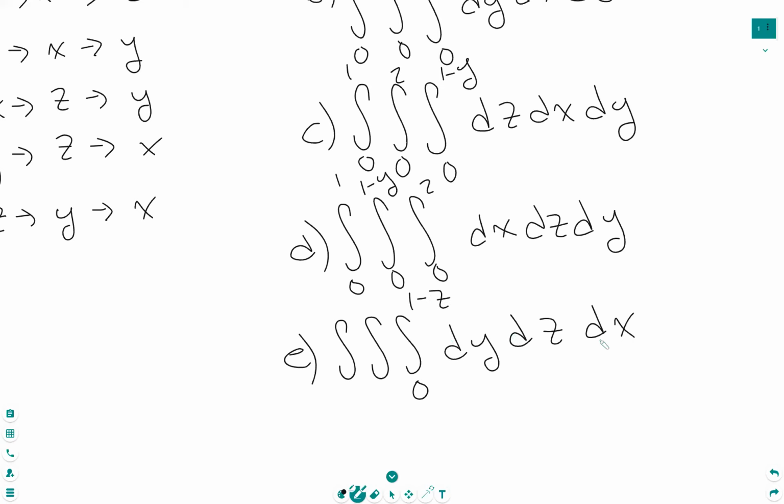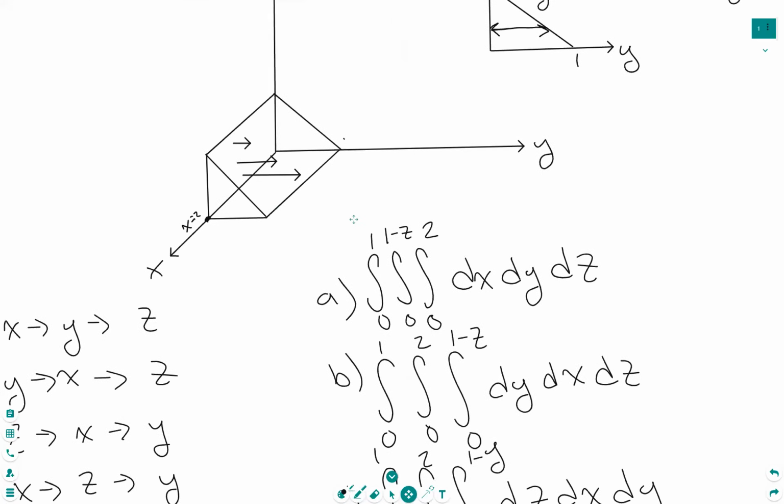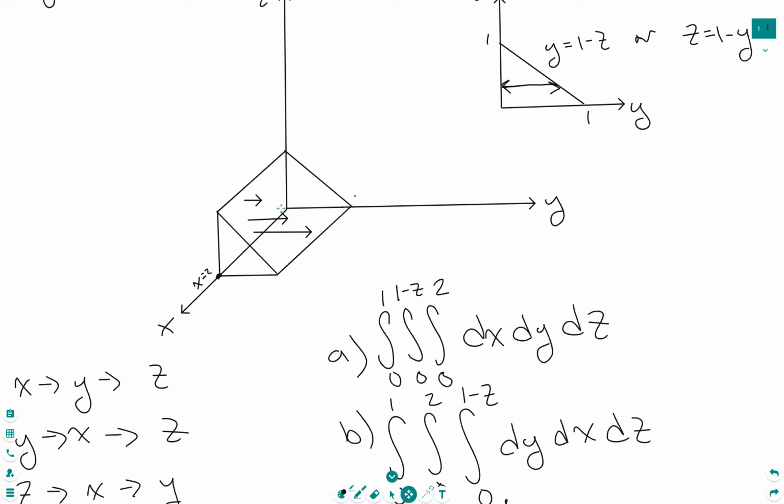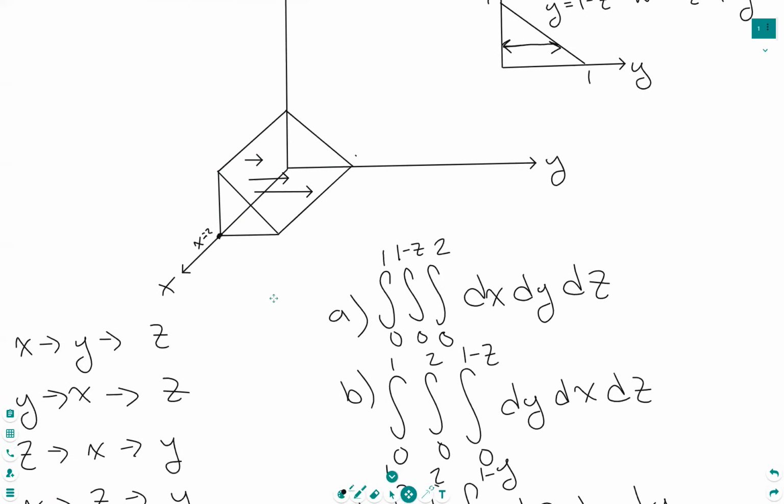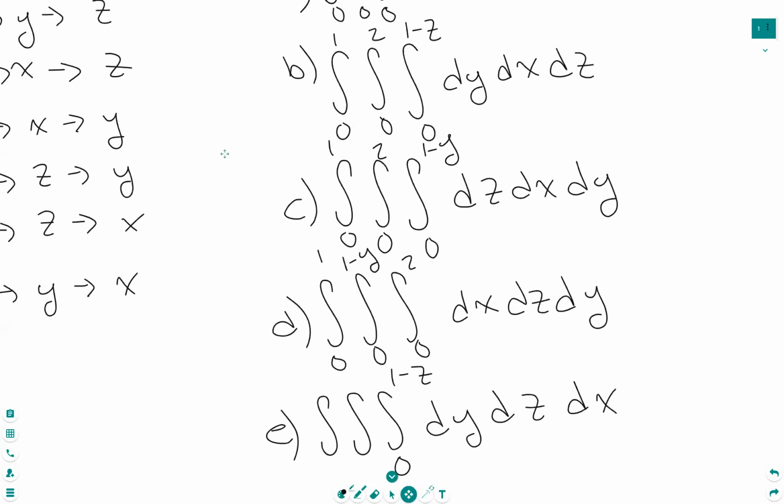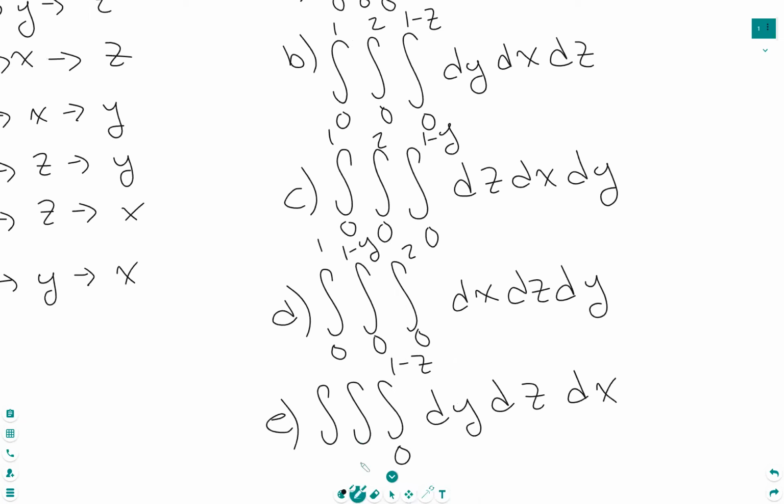Then we look at the zx plane. Well, zx is this rectangle here. So we can easily write the bounds for that rectangle. Z goes from 0 to 1. And x goes from 0 to 2.